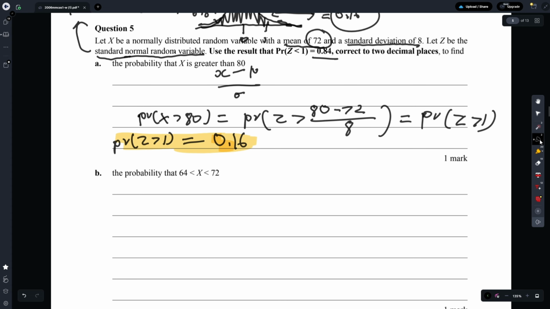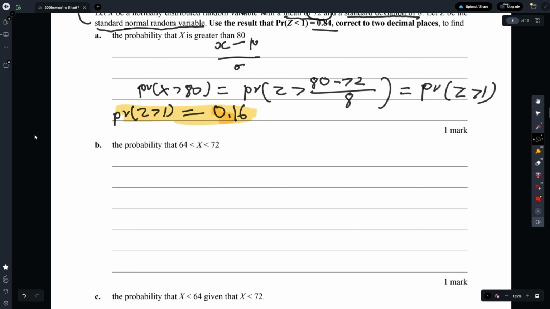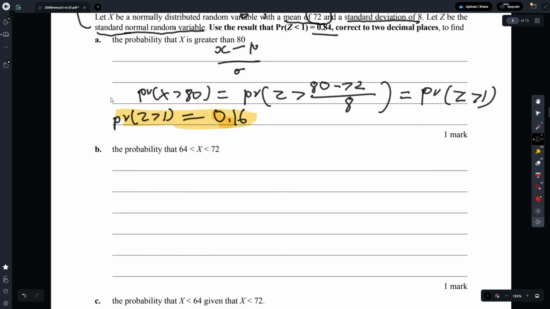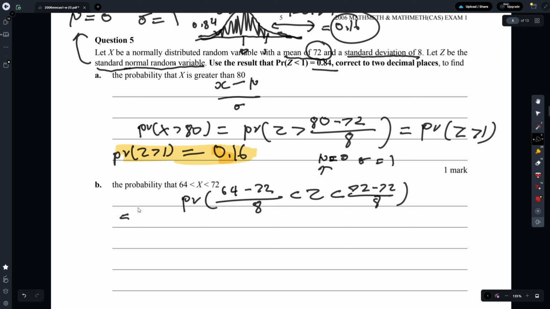Next question. Find the probability that x is between 64 and 72. Okay, so same thing. We have to convert it into standard normal random variable form first by applying this transformation. So the probability of 64 minus the mean, 72, divided by the standard deviation, in between z, because we're turning x into z, as z has a mean of 0 and a standard deviation of 1. This is 72 minus 72 on 8, which gives us the probability of z between -1 and 0.